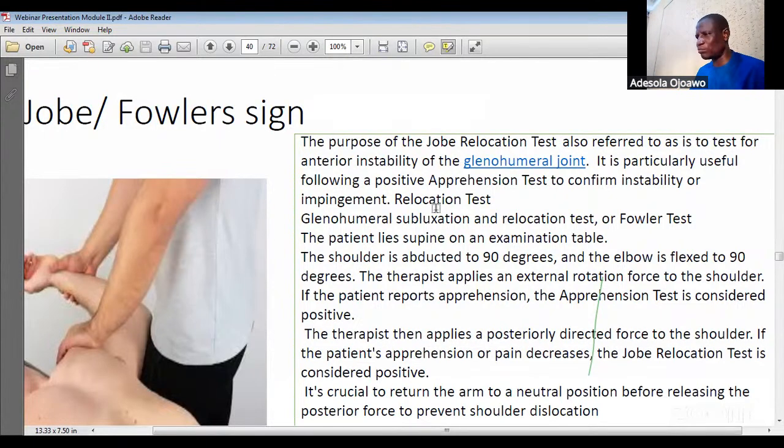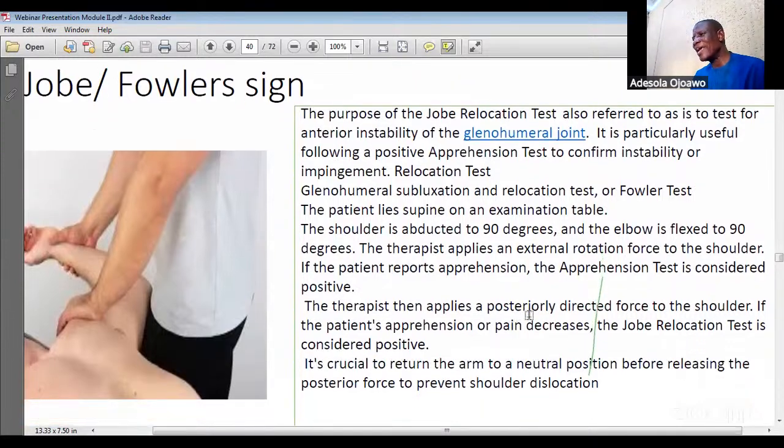The patient lies supine, as I have seen the patient on an examination table. The shoulder is abducted, as you have seen, to 90 degrees, and the elbow is flexed to 90 degrees. The therapist applies an external rotation force to the shoulder. If the patient reports apprehension, then the apprehension test is considered positive. Therapist then applies a posterior directed force to the shoulder joint. If the patient's apprehension or pain decreases, the Job relocation test is considered positive.